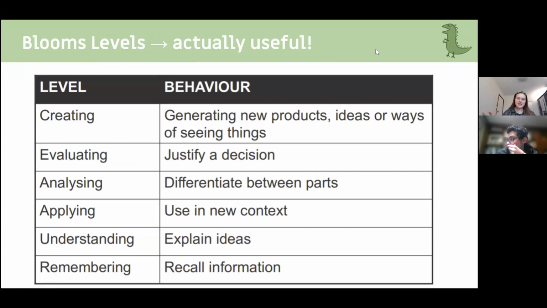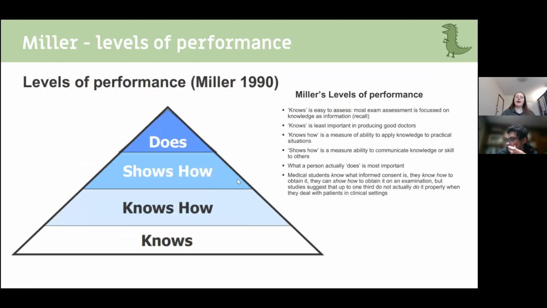That was Biggs. Bloom's was like, I'm gonna have many levels. I'm gonna say that there are 6 levels of learning and behavior. Remembering is just recalling. Understanding is when you explain it to someone. Applying is when you're using your knowledge. Analyzing is when you can distinguish between parts. Evaluating is justification. And creating is when you're actually making something new.